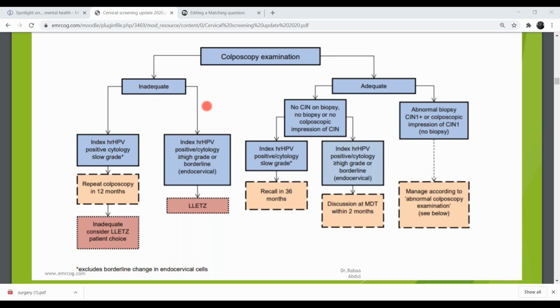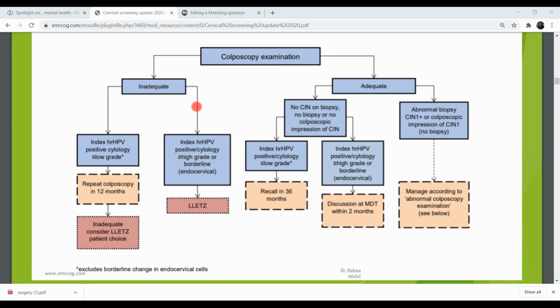Inadequate examination by the colposcopy, while the HPV was positive and cytology is high-grade lesion or borderline endocervical, advise LEEP. Okay, so advise treatment. So here, guys, he didn't tell you any CIN. He didn't tell you anything. He just said colposcopy examination was inadequate.